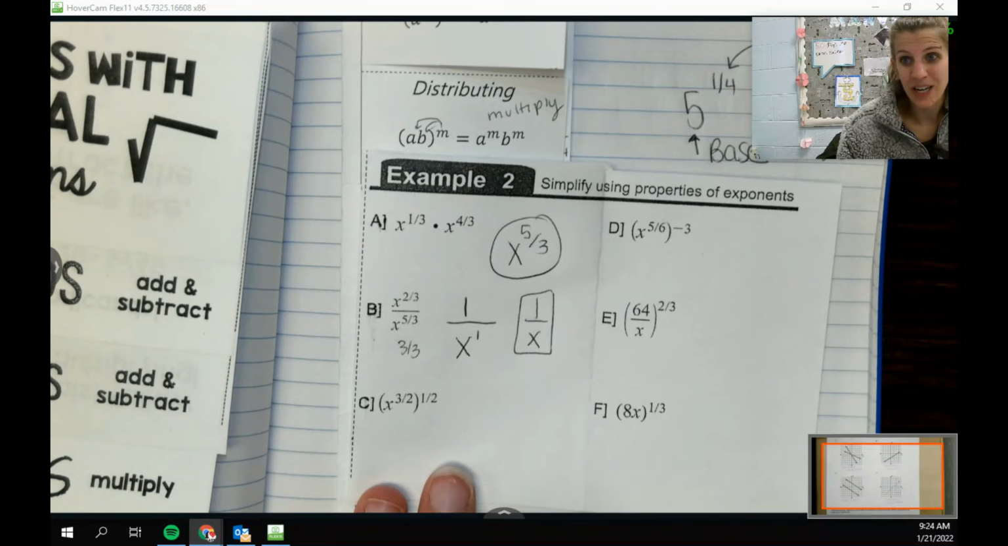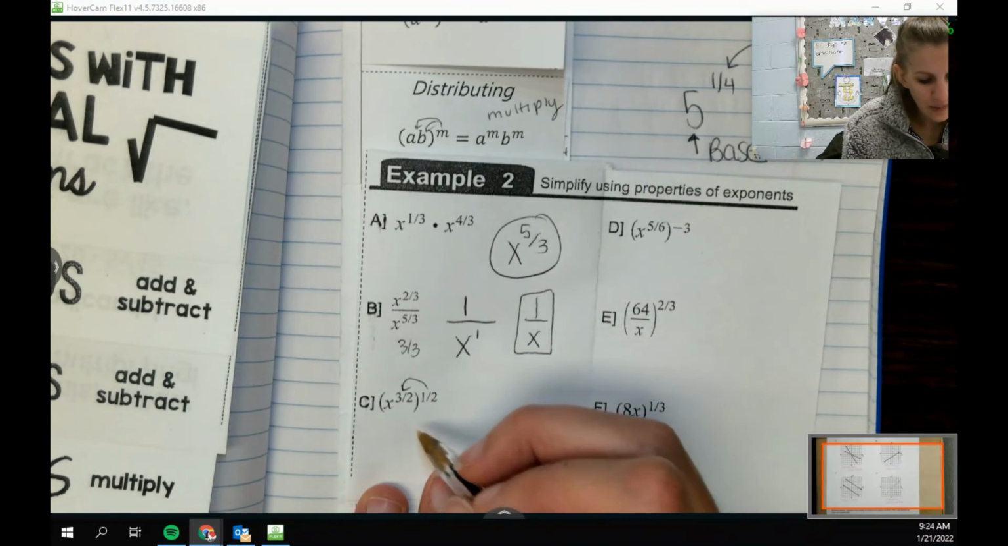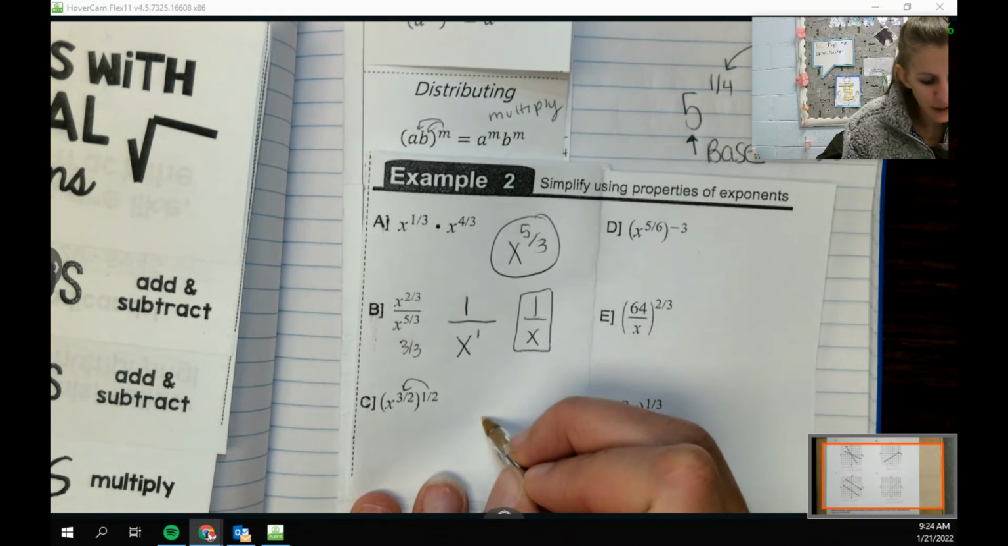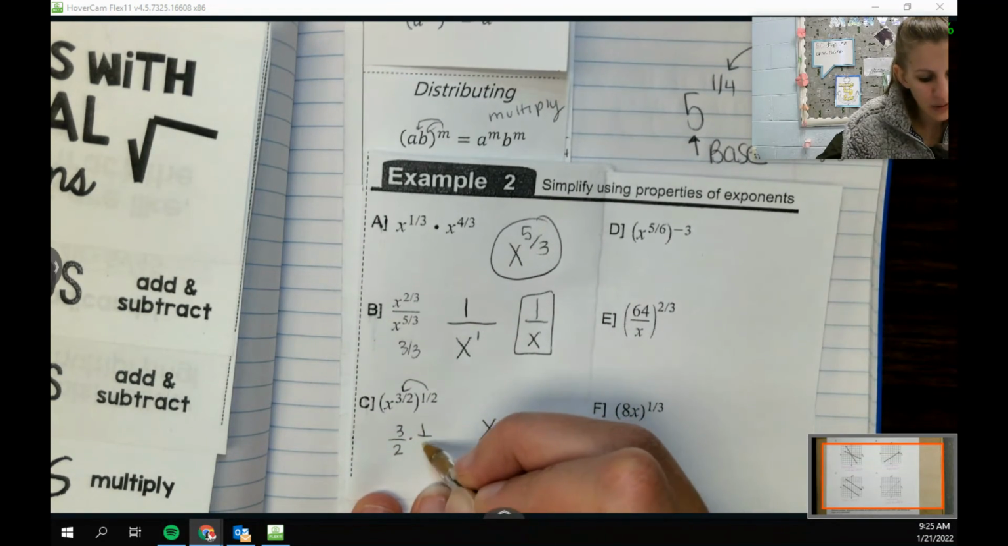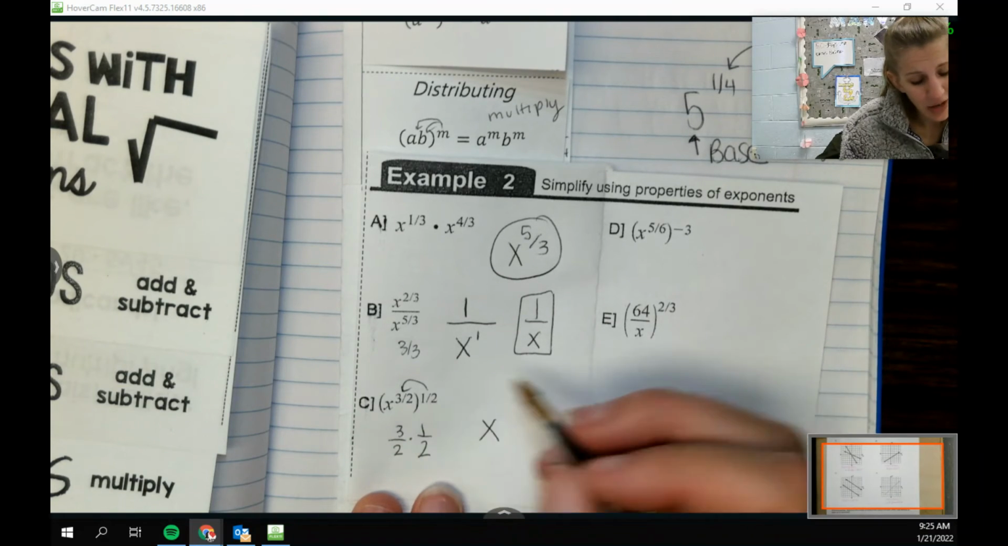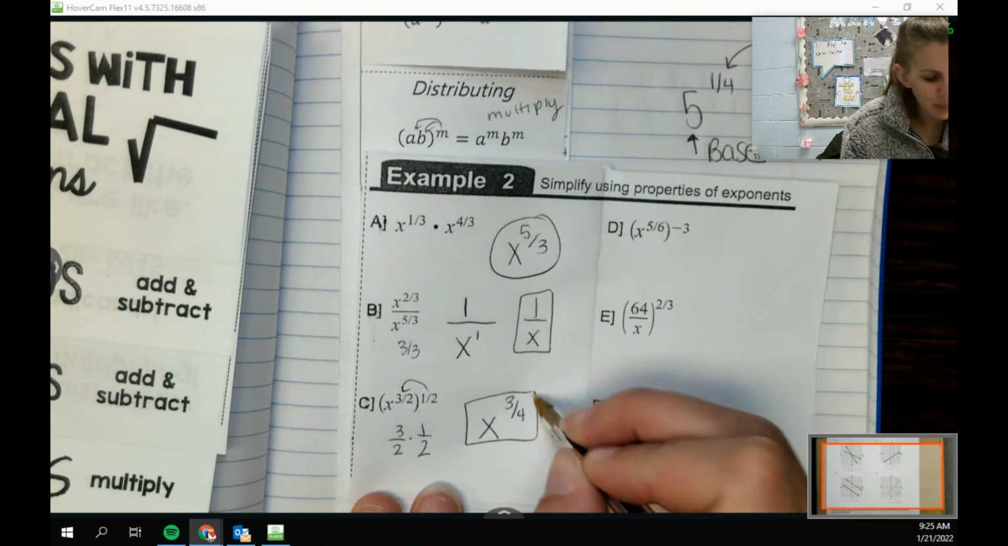Next one here. Sorry, I got distracted by an email. We have parentheses, so we're going to distribute, which means we're going to multiply. And again, I hate when my fractions are sideways like that. 3 over 2 times 1 over 2. Okay, so we can't cross cancel here. We're going to be 3 over 4. Bummer.